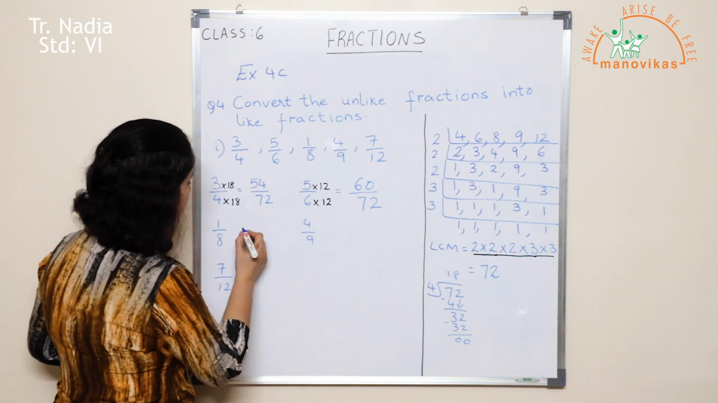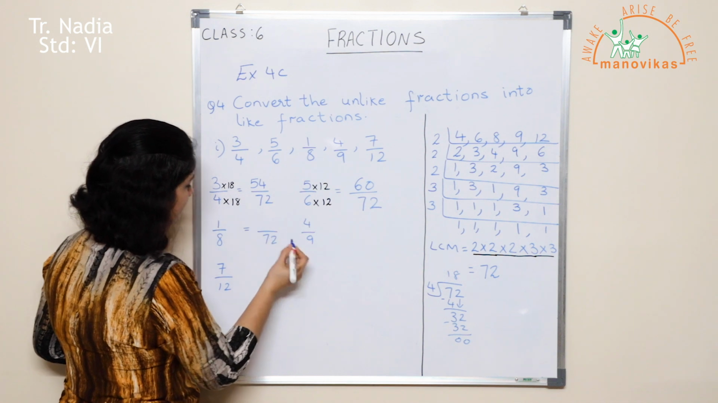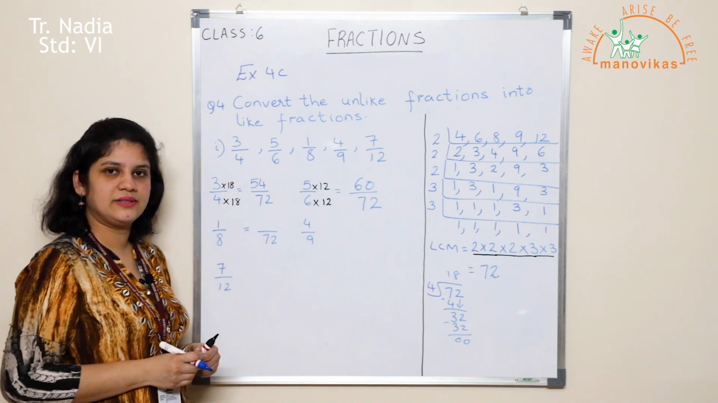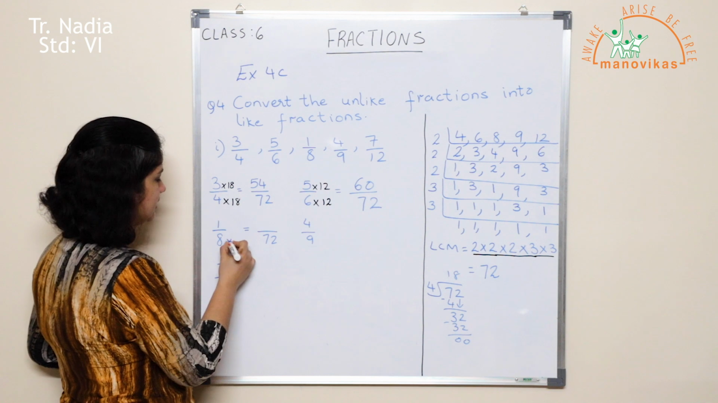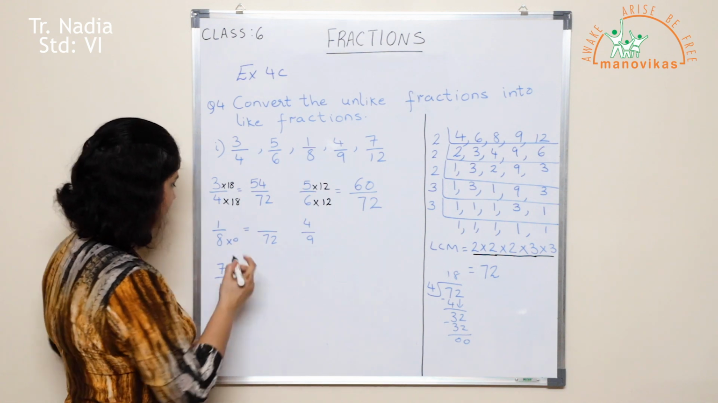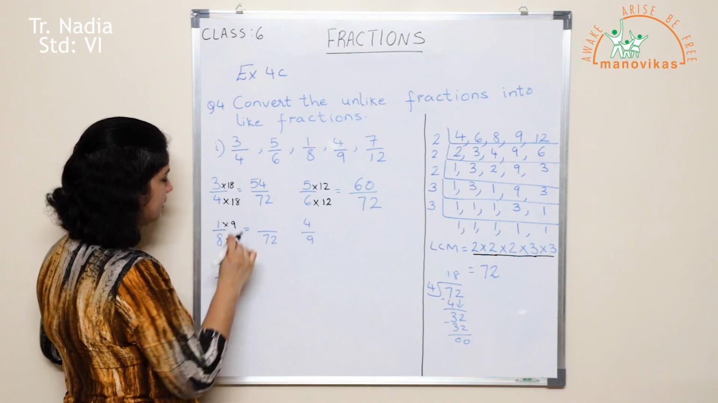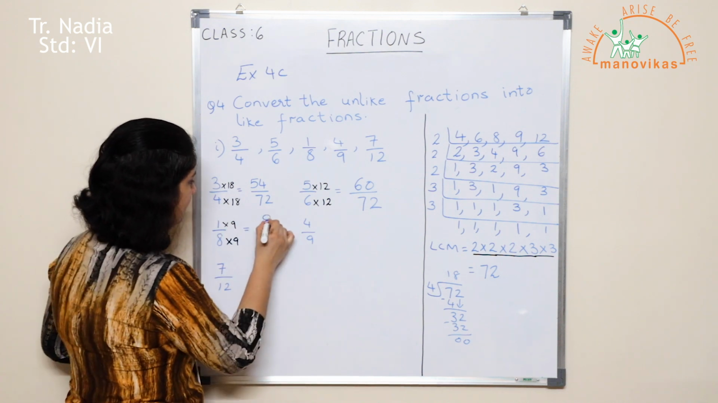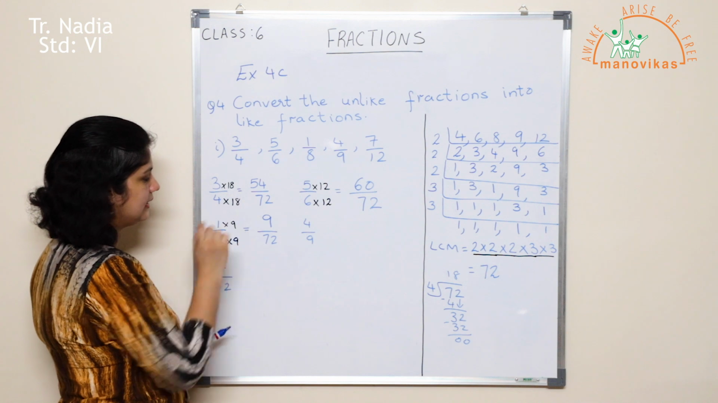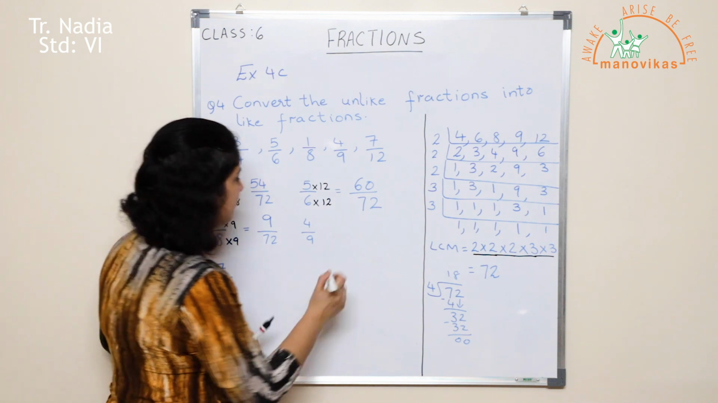Now again 8 has to be converted to 72. 8 multiplied by what will give me 72? I think this you all should know. So it is 8 9s are 72. Multiply 9 in the numerator as well. So I will get 9 in the numerator. 1 into 9 is 9. Then I have 9 here.